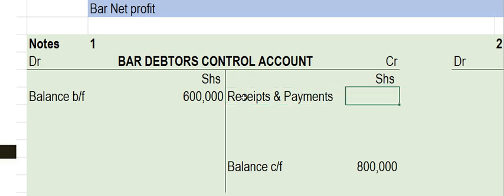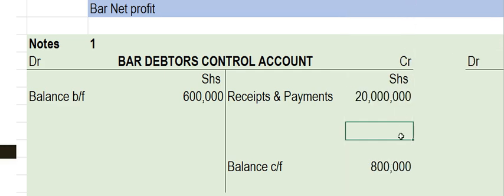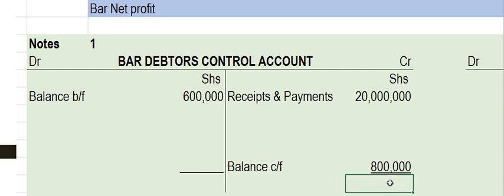The debtors paid some 20 millions, so the club received 20 millions. You don't have information about the discounts allowed, return inwards, bad debts. So you just need to balance this account, and then the balancing figure in the account will represent the amount of the credit sales which you take to the bar trading account.